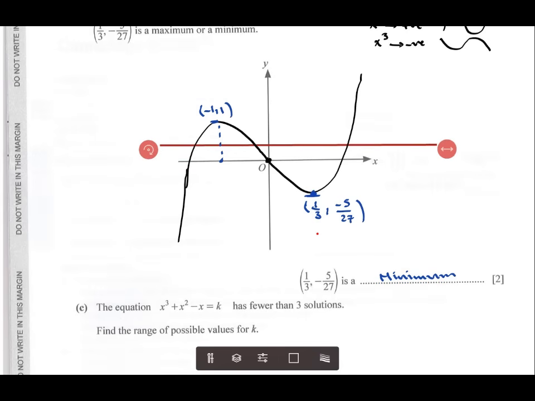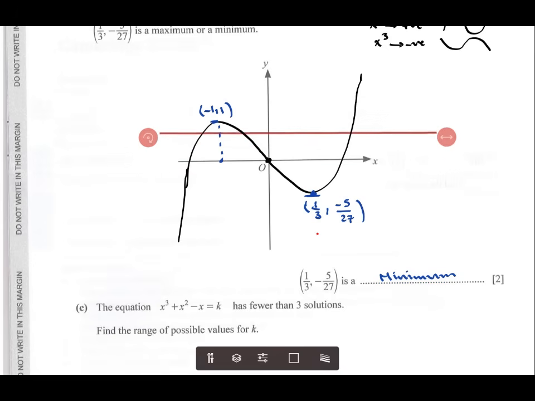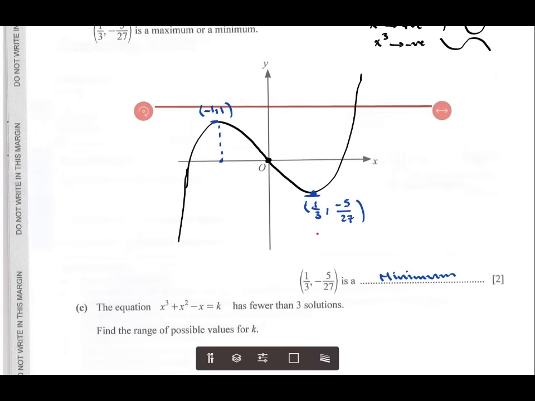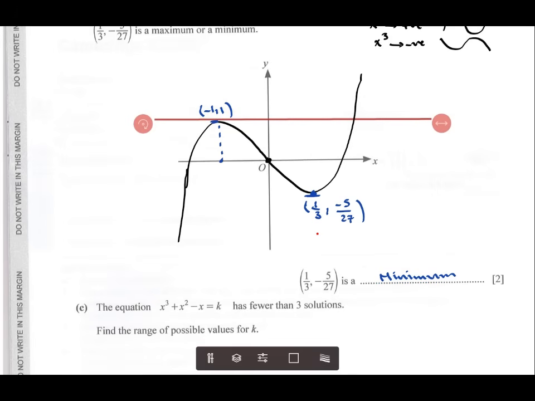It has 3 solutions. But if I move the straight line a little bit above, we will notice that if I leave it at this point, we have only 2 solutions. And when moving up again, it will cut the curve at 1 point. It has only 1 solution. So to have fewer than 3 solutions, we have to put k greater than 1. The range: this point is 1.